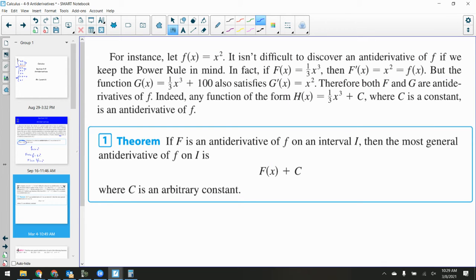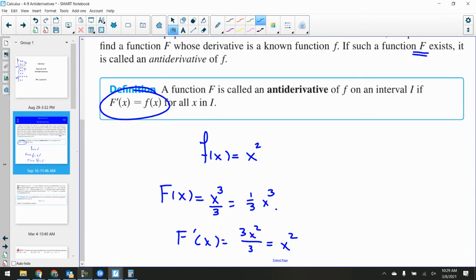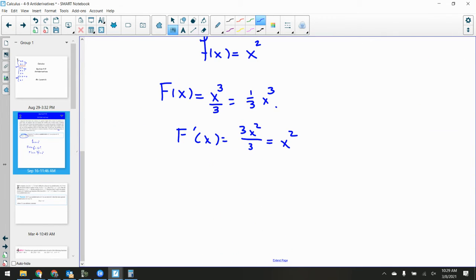For instance, let f of x be equal to x squared. It isn't difficult to discover an antiderivative of f by keeping the power rule in mind. So big F of x would be 1/3 of x to the third. Now, let me jump back to this slide for a second. What if I had said big F was 1/3 of x to the third plus 7? Does that change the derivative at all? No. It would still be x squared.